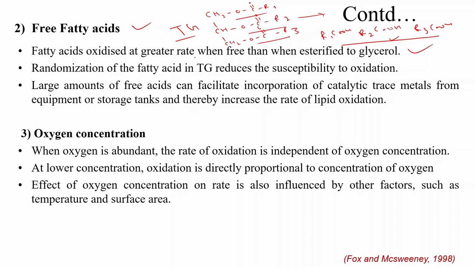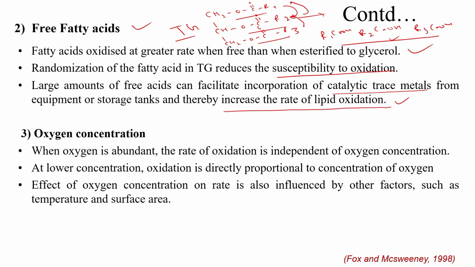Now randomization of the fatty acid, say R1 I can change here, R2 can come here, R3 can go here. Likewise, this is called the randomization of the fatty acid in triglyceride. It reduces the susceptibility to oxidation. So if you are randomizing the fatty acids in the triglyceride molecule, it reduces the susceptibility to oxidation. Then a large amount of free fatty acids can facilitate incorporation of catalytic trace metals. So if large free fatty acids are there, this can facilitate incorporation of trace metals, which act as catalysts from the equipment or storage tank, and thereby increase the rate of lipid oxidation.